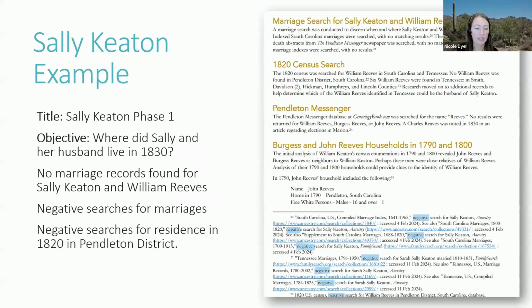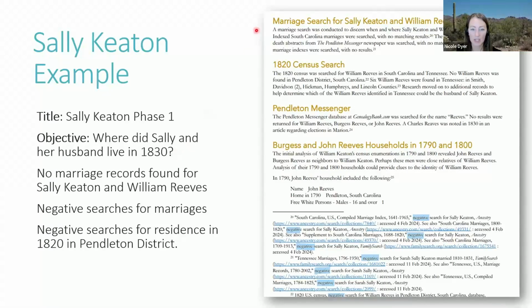So an example of this is in my Sally Keaton report, the first phase. I was trying to figure out where Sally and her husband, William Reeves, lived in 1830. And so the first thing I did was try to find her marriage record to William. And I wasn't able to find her marriage record, so I did put into the report the negative searches I did for their marriage. And I felt like the marriage record was pretty key because it was really close to when they lived outside of South Carolina in 1830, as her father's estate packet said.